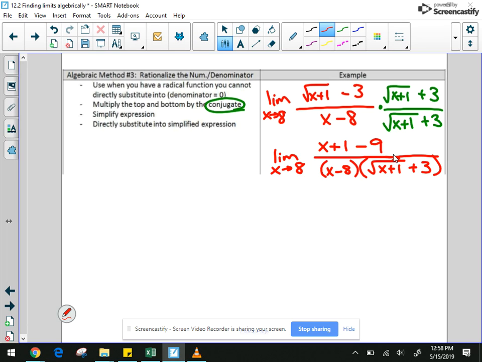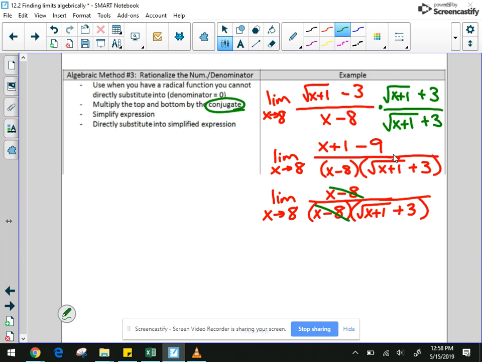My numerator simplifies. x plus 1 minus 9. I can simplify to x minus 8. Now you're probably understanding, hopefully, why I left the bottom factored, because I have a common factor of x minus 8 that I can cancel out of both the numerator and the denominator.